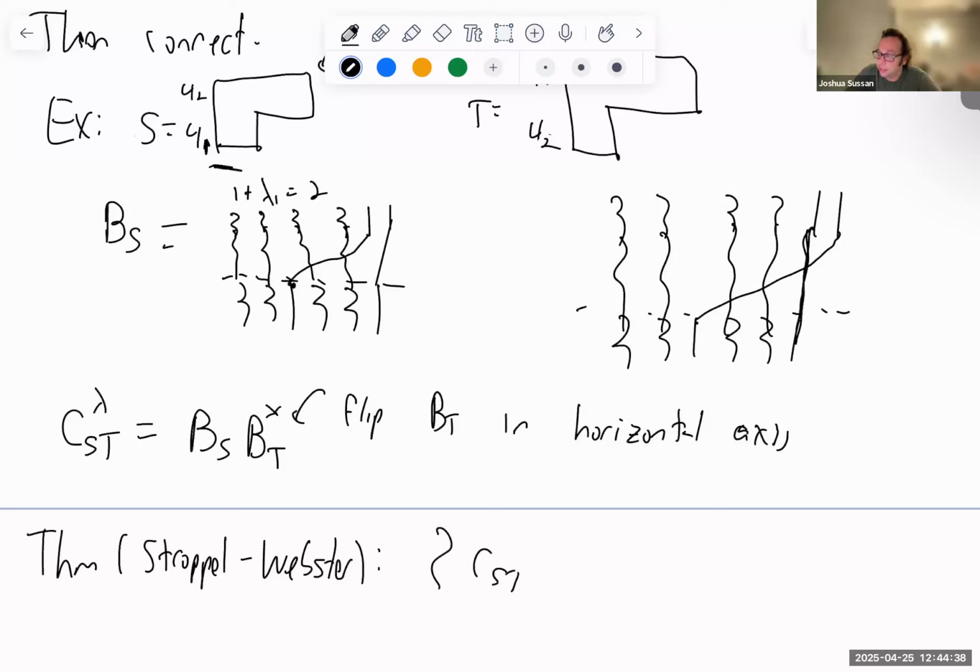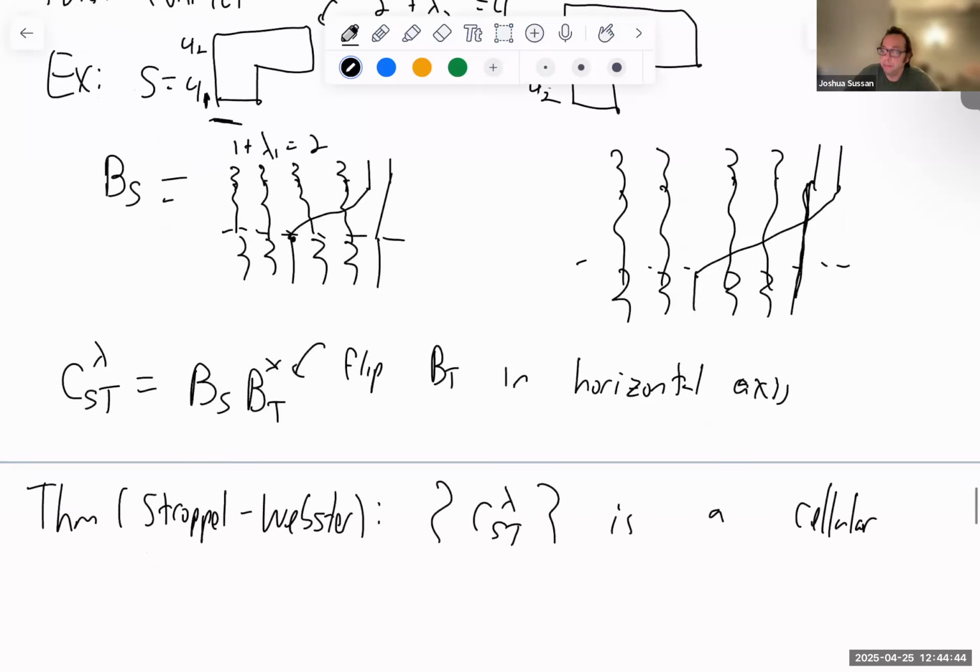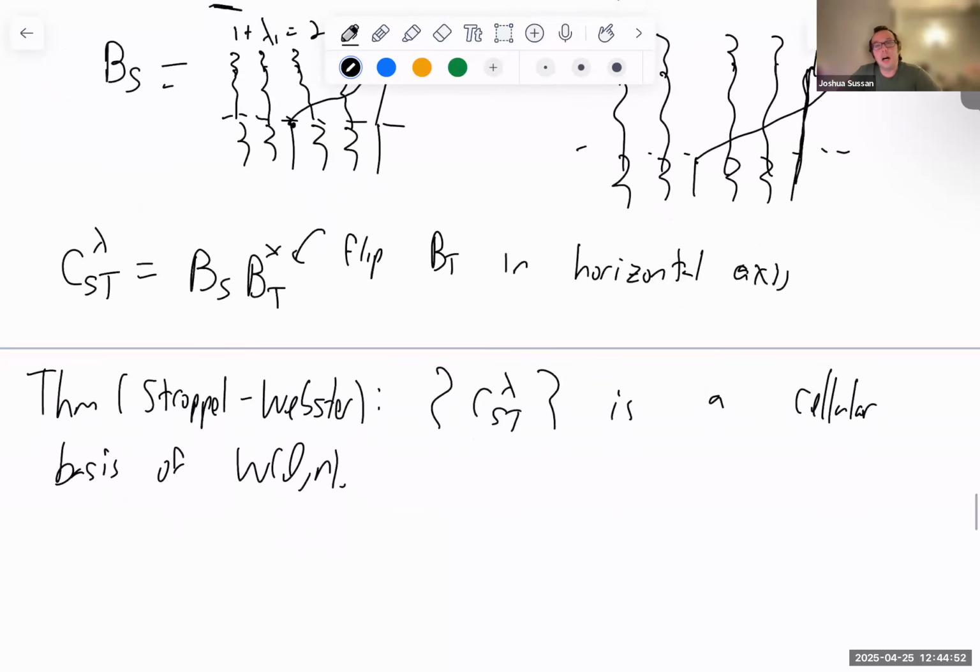These elements C_S,T lambda form a cellular basis of our Webster algebra W_L^N. Okay, and one more theorem in the section, and then I'll try to summarize what Chiu and I did.